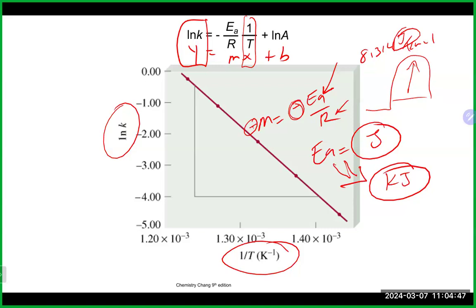That's going to be really important when you do calculations, because you will be using R and the activation energy together in the same calculation. It's a very common mistake that people leave one in kilojoules and one in joules. Again, you're going to be off by a factor of 1,000 if you do that. So you want to be careful of the units as you go through it.